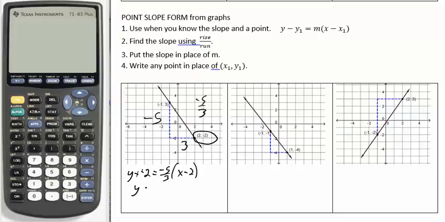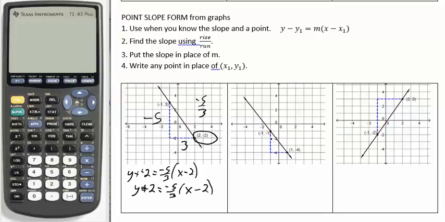So we get y plus 2 equals negative 5/3 x minus 2. All right, so then the next one, and I could have, by the way, I could have used that point. And if I actually wanted to solve for y, which we're not really doing right now, they would have ended up the same way.